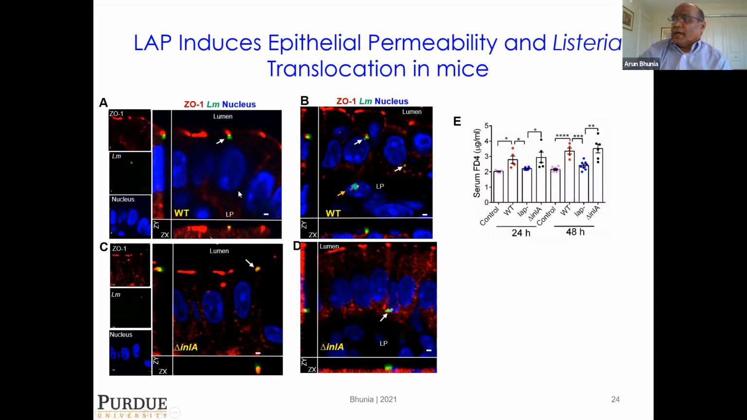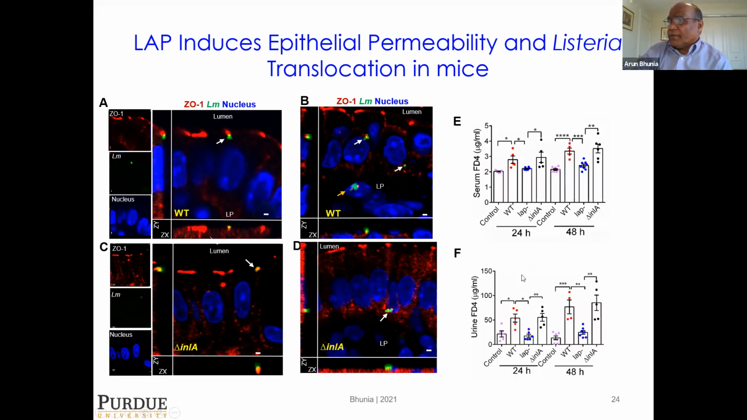And we looked at the epithelial permeability marker. We looked at the serum level, and you can see the lap mutant has a reduced FD4 in both cases at 24 and 48 hours. When you look at the urine sample, lap mutant has very low levels of FD4, both at 24 and 48 hours. Wild type and Internalin A clearly have similar levels. So it clearly demonstrates that lap opens up the epithelial barrier.